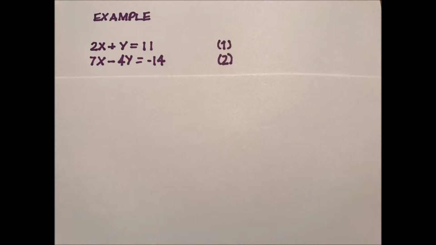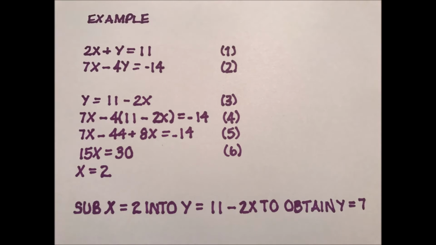In the first equation there is a y, which is the easiest variable to solve for. Therefore y is equal to 11 minus 2x. We substitute this equation into the second equation to obtain 7x minus 4(11 minus 2x) equal to minus 14. We expand the bracket to obtain 7x minus 44 plus 8x equals minus 14.